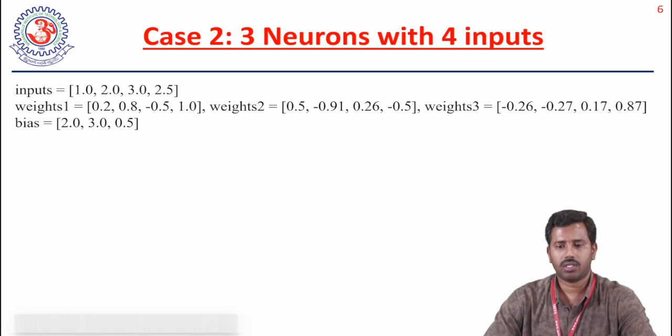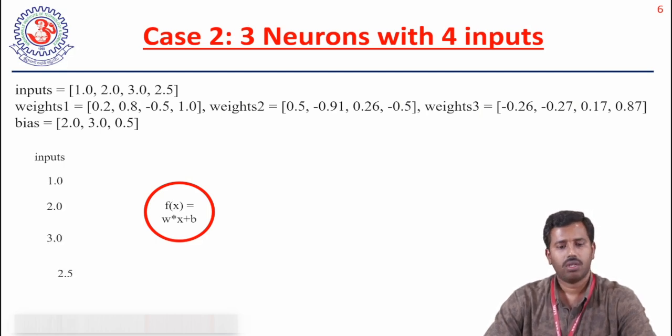So let us discuss how to construct neuron 1, which takes input data with weights 1 plus bias of index 0. Here if you observe the bias, it is also a vector which contains 3 elements: bias index 0, neuron 1 takes; bias index 1, second neuron takes; bias index 2, third neuron takes. So let us go for the tracing. Like previously, here also the formula is weights into input plus bias. So let us take the inputs, which contain 4 values: 1.0, 2.0, 3.0, 2.5.